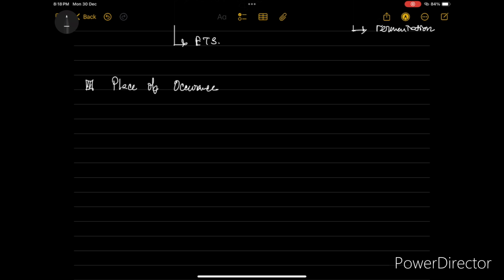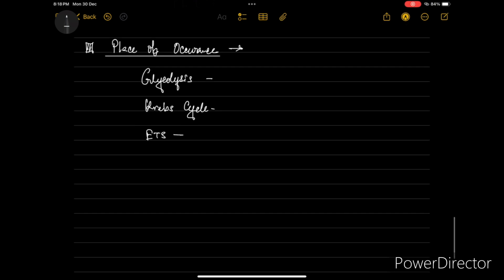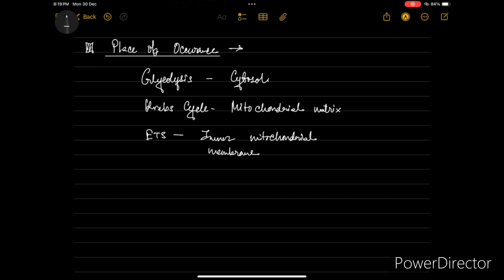Now, the next topic is the place of occurrence. Place of occurrence in case of glycolysis, Krebs cycle and ETS: glycolysis occurs in the cell cytosol, whereas the Krebs cycle occurs in the mitochondrial matrix, and the electron transport system occurs in the inner mitochondrial membrane.